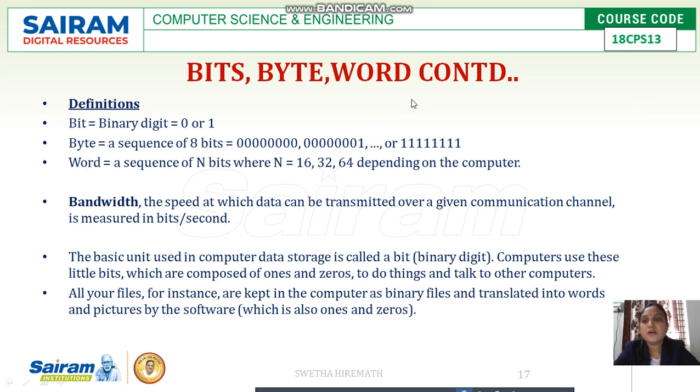You can see here. A bit can occupy only 2 digits, that is binary digits, either 0 or 1. A byte is a sequence of 8 bits. So zeros or ones combined together give us the byte. A word is a sequence of n bits where n equals 16, 32, or 64, depending on the computer.